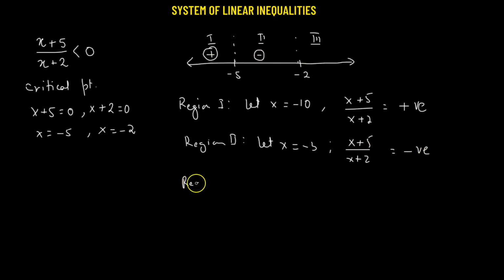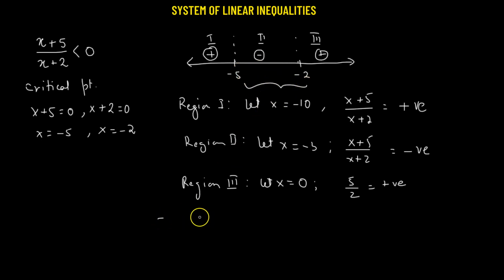Then in region number 3, we'll consider a value, let's say x equal to 0. Then in that case, our expression will become 5 over 2, which is a positive number. So it's a positive value in region number 3. But we will only consider the particular region where the expression (x plus 5) over (x plus 2) is negative, and this is the only region, which is region number 2. Now that means we have x greater than negative 5 and x less than negative 2.